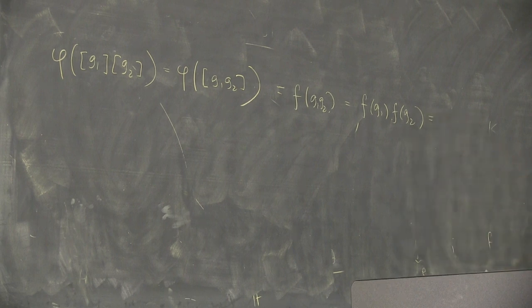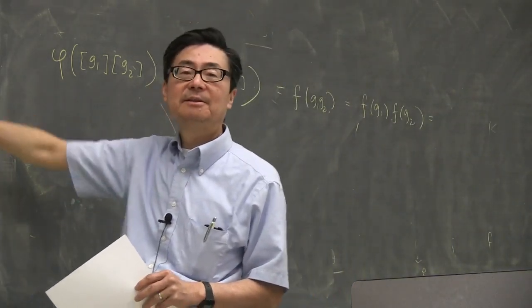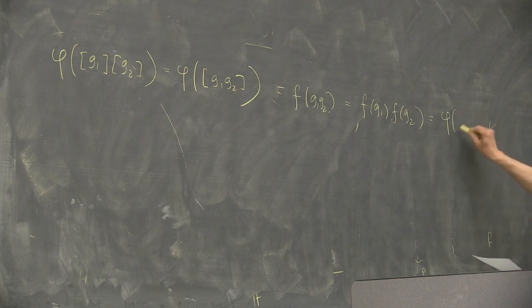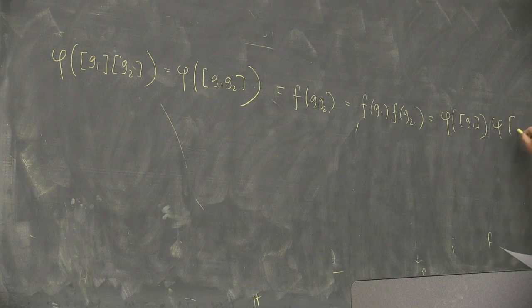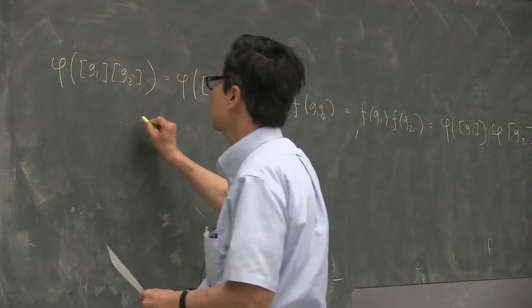And I make use of this, okay? f of g1, f of g2 becomes phi of g1K multiplied by phi of g2K. Is that okay? By that definition of phi. Okay. So what I have shown is the group homomorphism property, right? Do you recognize that? So phi is a group homomorphism.